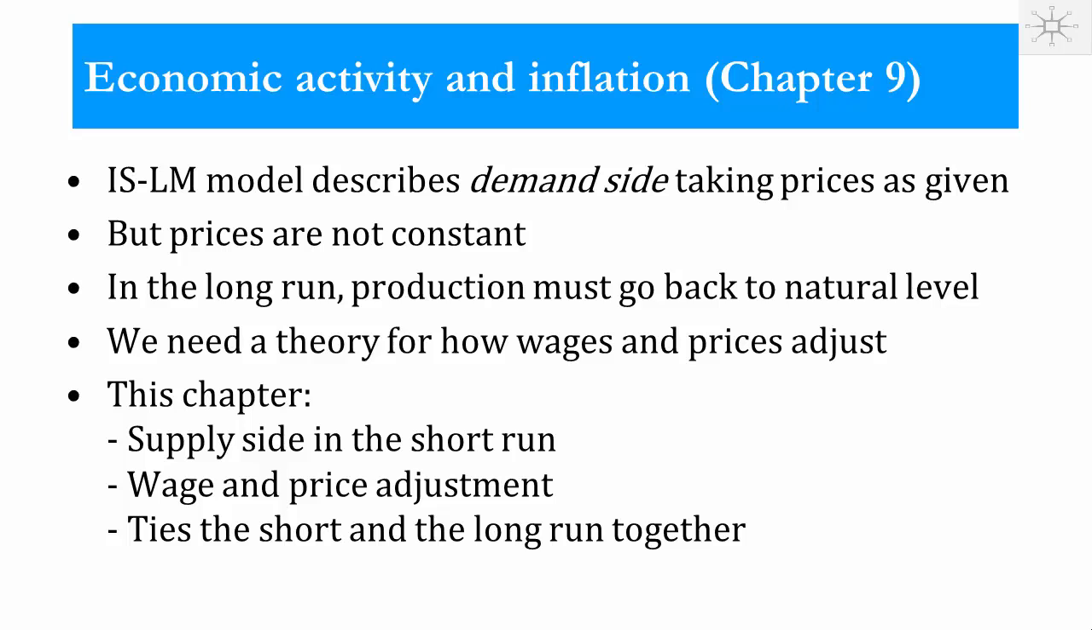So this chapter is about the supply side in the short run, and that means it's about wage and price adjustment. It's a key chapter because it ties the short run analysis together with the long run analysis. It tells you that if production is above the natural level, how will that affect wages, and how will that eventually bring the economy back to the long-run equilibrium?